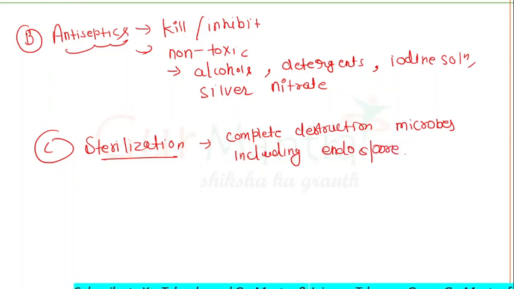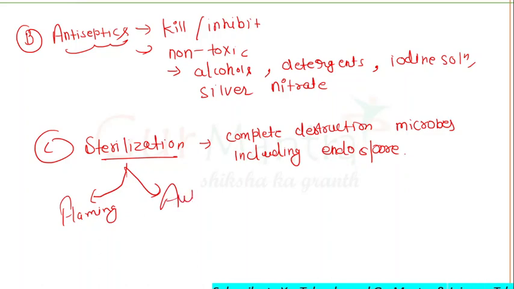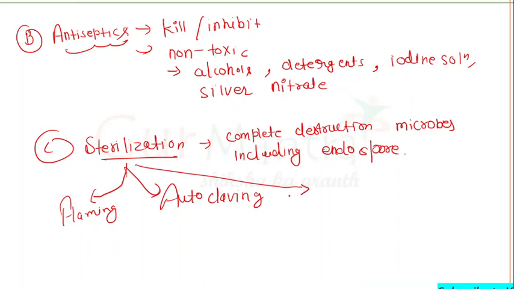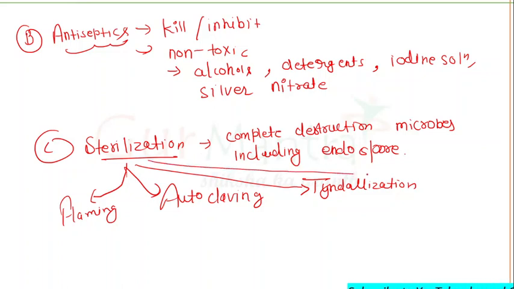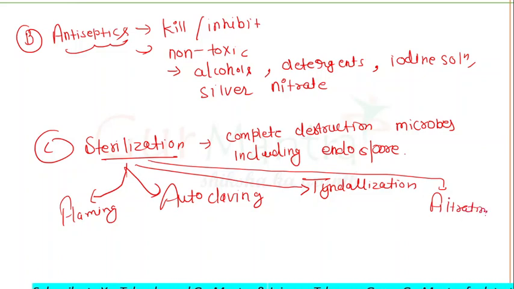Mostly, sterilization procedures will involve the use of heat, radiation, or physical removal of cells. Common processes of sterilization are flaming, and then autoclaving. And the other one is your tindalization, and filtration. Last one is your filtration. Now, what do you do in flaming? You do nothing in flaming.